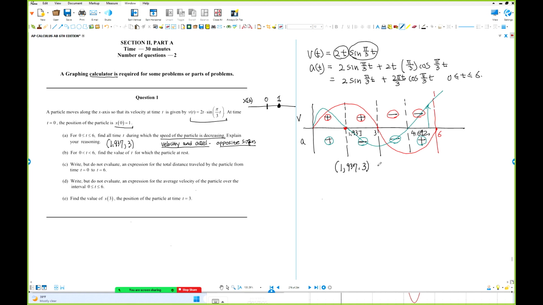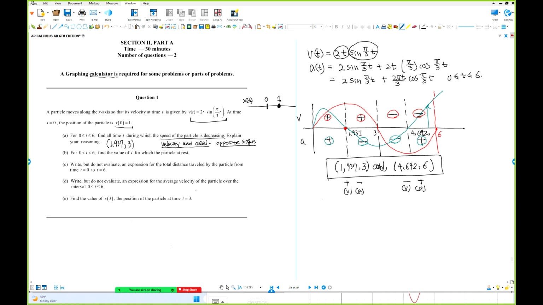1.937 to the 3, and another one over here, okay, minus plus 4.692 and 6. Okay, in these intervals, velocity is what? Positive. Acceleration is negative. The other one, the velocity is what? Still positive. Acceleration is what? Velocity is negative. Acceleration is positive, right? Velocity, acceleration, velocity, acceleration, okay?